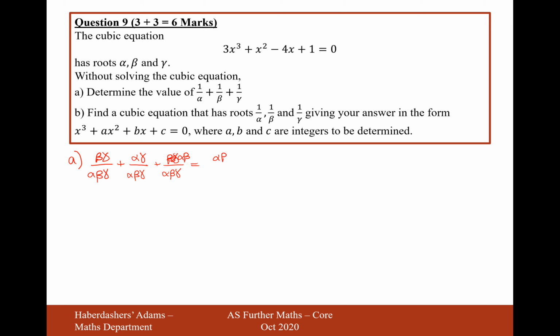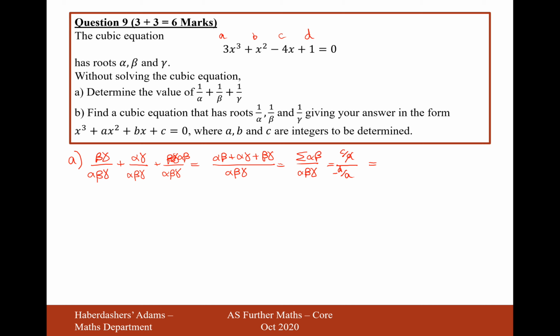It's going to be alpha beta plus alpha gamma plus beta gamma over alpha beta gamma. And this is equal to the sum of the doubles over the triple one, alpha beta gamma. Now the sum of the doubles is equal to c over a, and the sum of the triples is equal to minus d over a. So this is a, this is b, this is c, this is d.